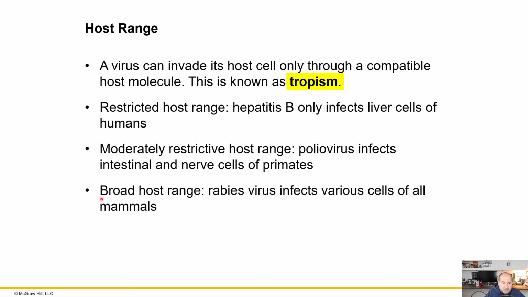On the other end of the scale, you have broad host range or broad tropism viruses, such as rabies. Rabies virus infects all kinds of cells from mammals. So basically, all mammals can be infected with rabies virus. So this virus exhibits a more broad host range. It has a broad tropism.